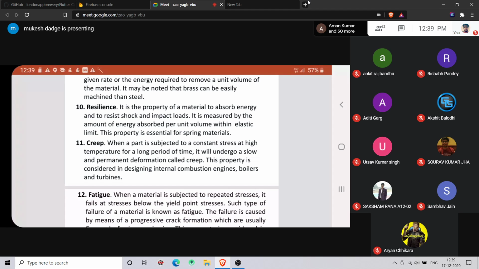स्प्रिंग में रेजिलियंस होना चाहिए, तो स्प्रिंग्स में टफनेस भी होना चाहिए, रेजिलियंस भी होना चाहिए, राइट? क्योंकि अप टू इलास्टिक लिमिट इट इज कॉल्ड रेजिलियंस, अप टू द फ्रैक्चर पॉइंट इट इज कॉल्ड टफनेस.